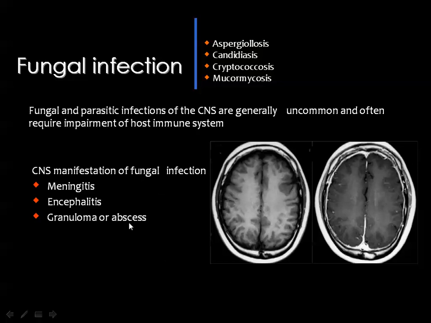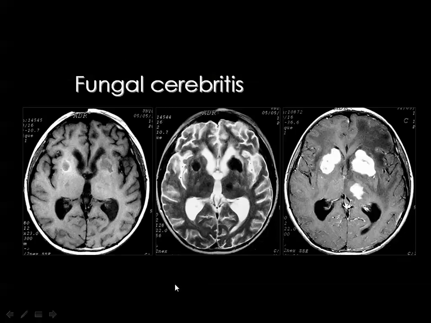Similar to any organism, the fungus may produce meningitis, encephalitis, granuloma, or abscess. And the meningitis is similar to any form of meningitis, just diffuse meningeal thickening and enhancement. How can you know that this is secondary to fungus? You cannot know. This is just meningitis of whatever etiology.